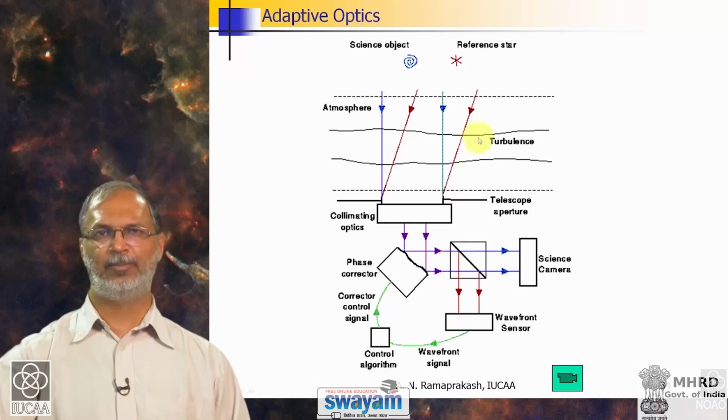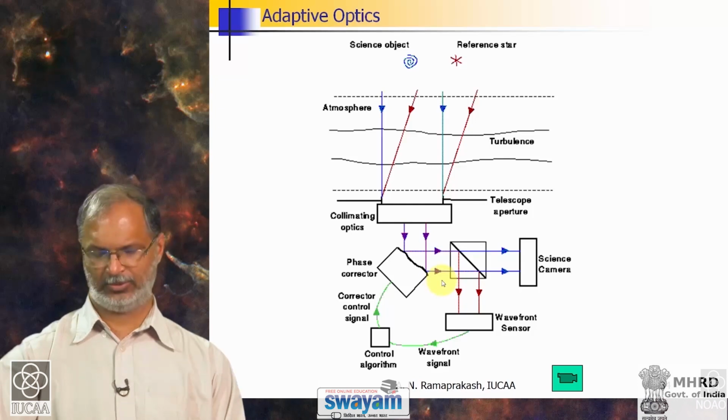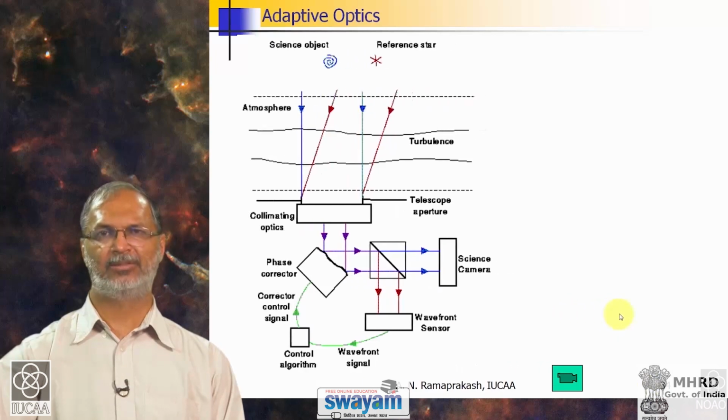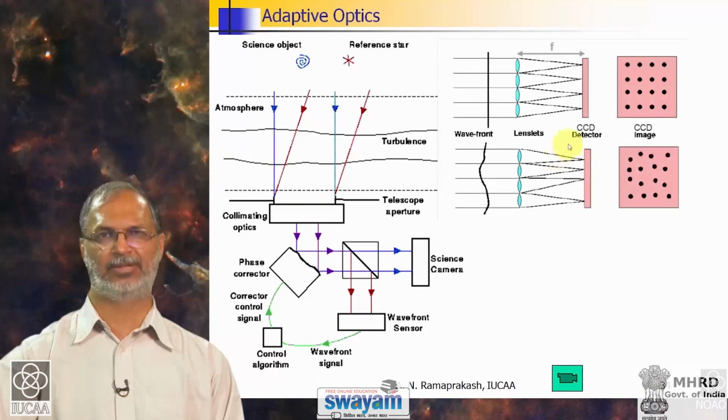So, let me repeat this again. Using the light coming from the reference star, which is sent by the beam splitter toward the wavefront sensor, you measure the instantaneous distortions introduced by the atmosphere, reconstruct the shape of the wavefront and change the shape of this deformable mirror exactly in a way so as to get plane parallel wavefronts here. So, you compensate exactly the effect which is introduced by the atmosphere. So, to understand how this works, let us try to see how first the wavefront sensor works.